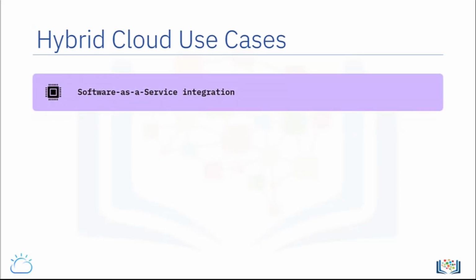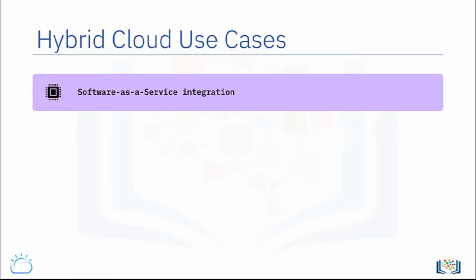A typical organization will have a range of applications and workloads spread across private, public, and traditional IT environments. This represents a range of opportunities for optimization via a hybrid cloud approach. Let's look at some increasingly common hybrid cloud use cases. Software as a service integration.